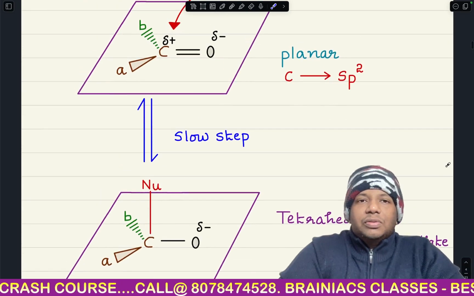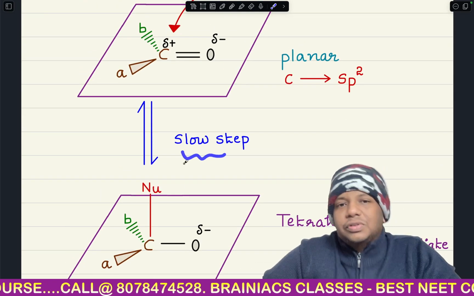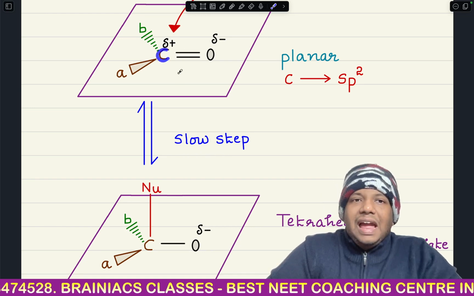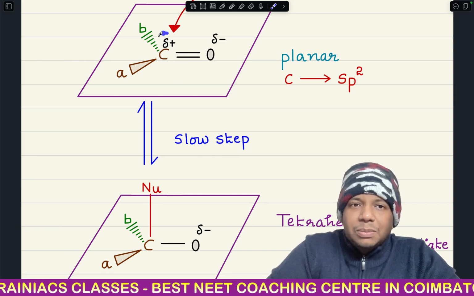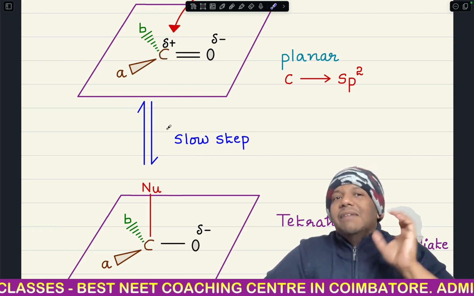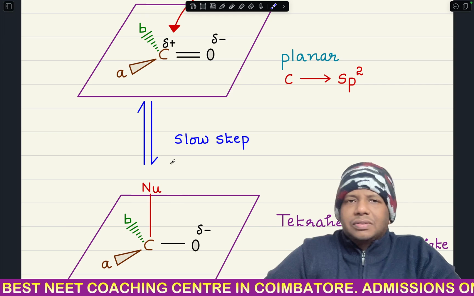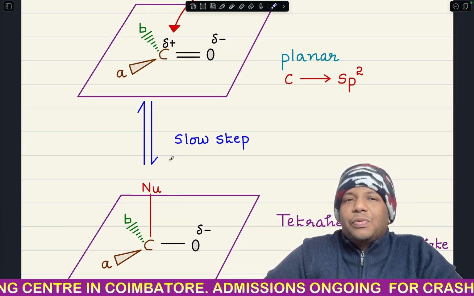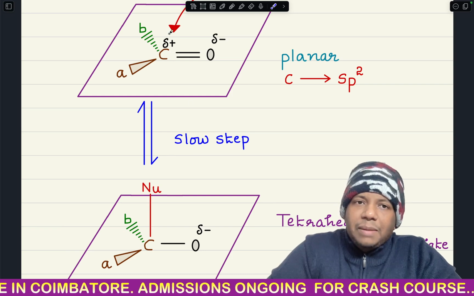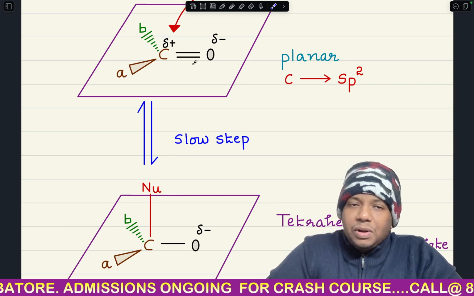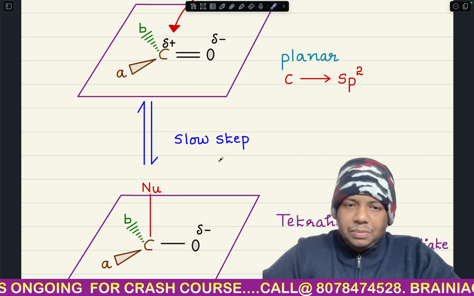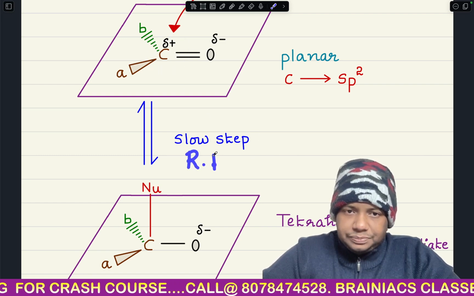So I can also say the first step would be a slow step. Why? Because the nucleophile needs to attack the carbon, and this depends upon how much positive charge is developed on the carbon. This is very important. That also gives you the idea of reactivity, because the more positive charge, the more easily the nucleophile can attack. And this is the rate determining step, because it is a slow step.